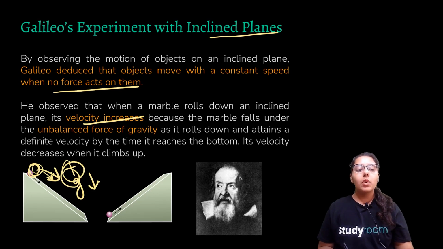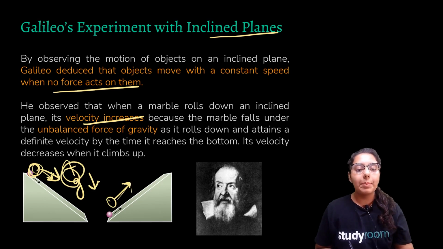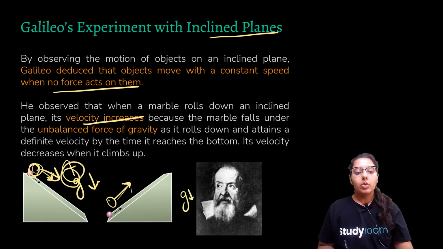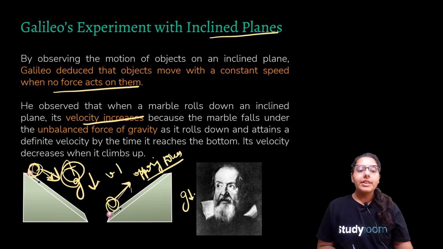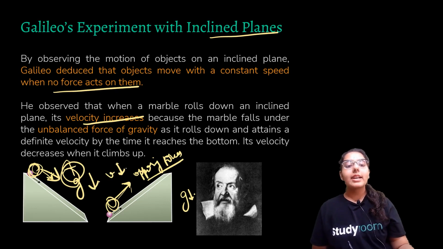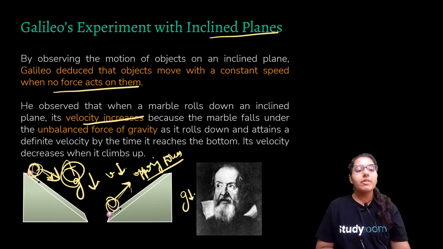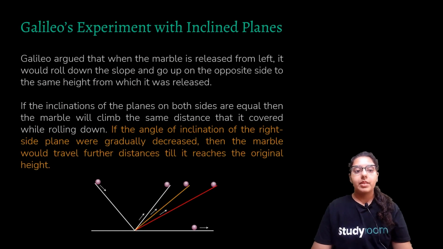But what is happening when you try to move the marble upwards? Your gravity is acting in the downward direction, and your ball wants to move in the upward direction, right? So these are opposing forces. If these are opposing forces, what will happen? Your velocity will decrease because these forces are acting in opposite directions. Previously these forces were acting in the same direction: gravity is acting downwards and your ball also wants to go downwards, so your velocity increases. This is why we see these results.